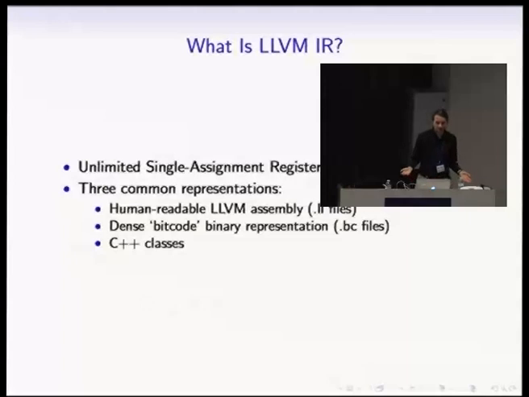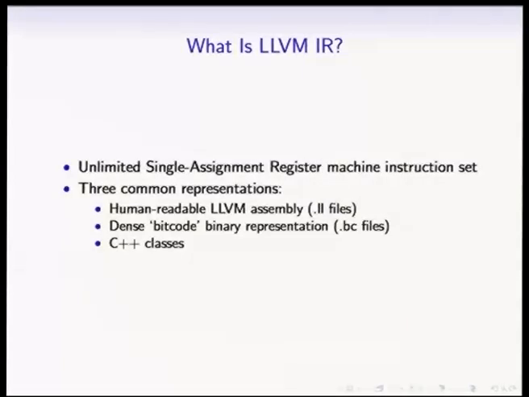So what is LLVM's intermediate representation? I've talked about this sort of waving my hands a lot so far, but LLVM used to stand for low-level virtual machine, but it's actually not very low-level or a virtual machine anymore. So they decided that this doesn't stand for anything now. But the intermediate representation is a single static assignment unlimited register machine.